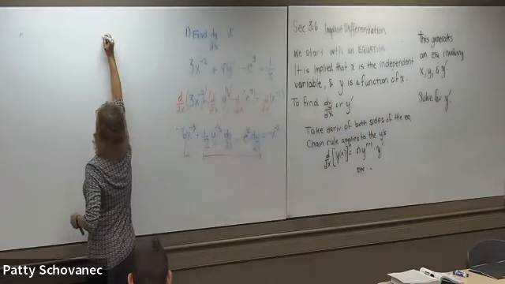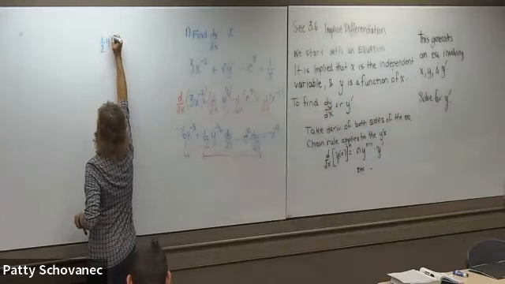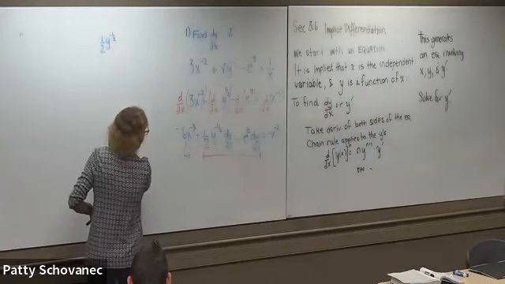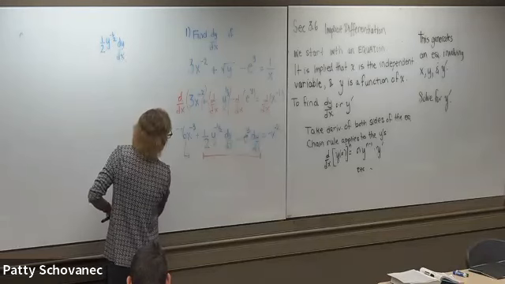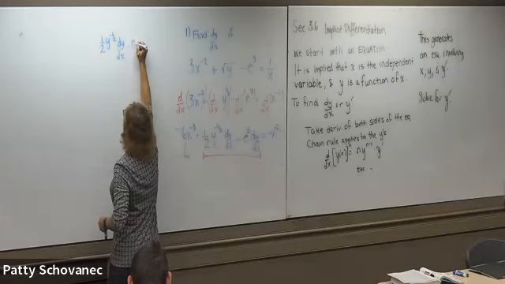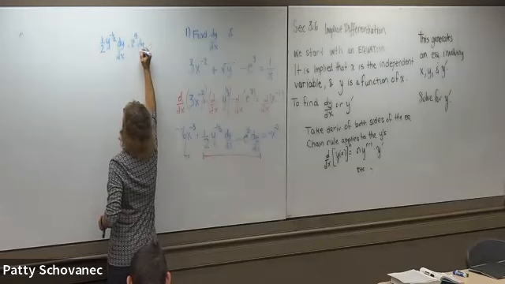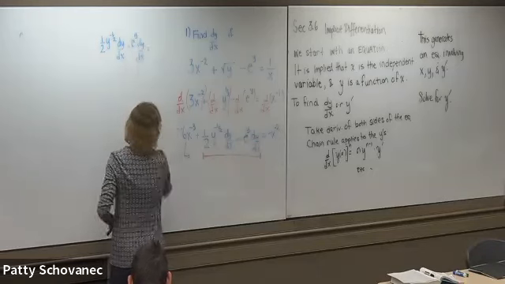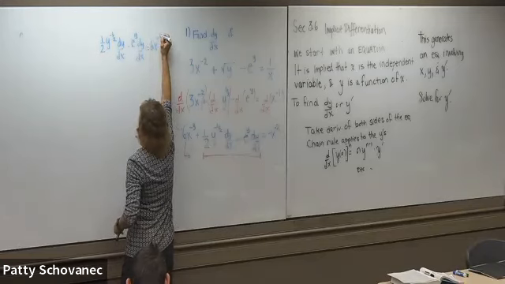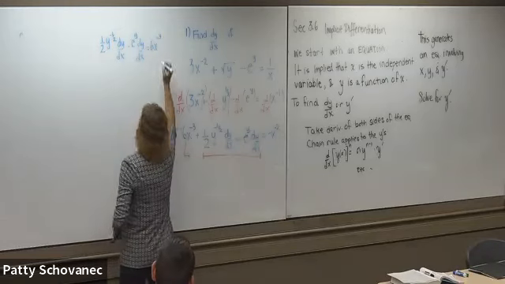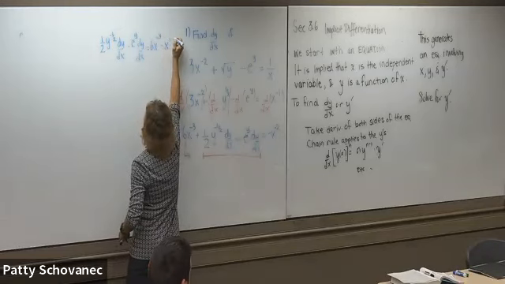So I still have 1/2 y to the negative 1/2 times dy dx minus e to the y times dy dx. And now on the other side, I'm adding this over here. So I have 6x to the negative 3. And then waiting for me over there is minus x to the minus 2.